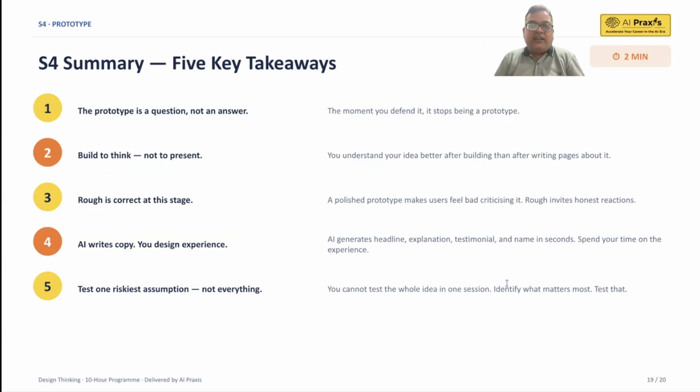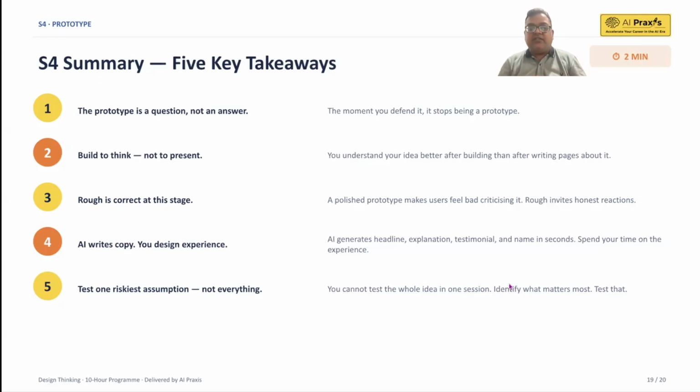So let's quickly recap what we have learned today. The first takeaway is that a prototype is a question, not an answer. Second, build to think and not to present. The third one is rough is right, which means a simple prototype encourages honest feedback, while a polished one often makes people hesitate to criticize it. The fourth one is let AI help with the words so you can focus on the experience. Finally, test one riskiest assumption at a time, because you don't need to validate the entire solution in one session. Focus on the biggest uncertainty and learn from it.